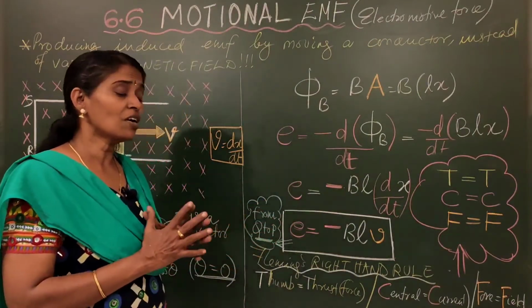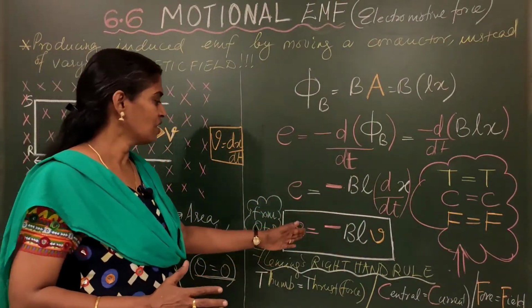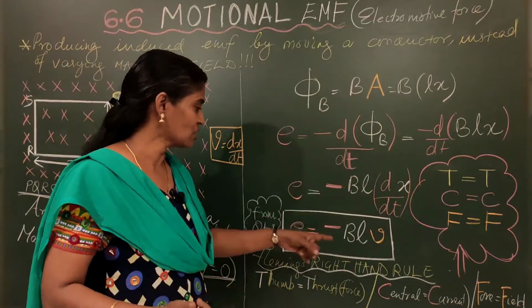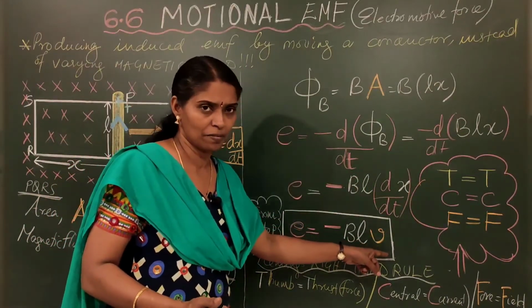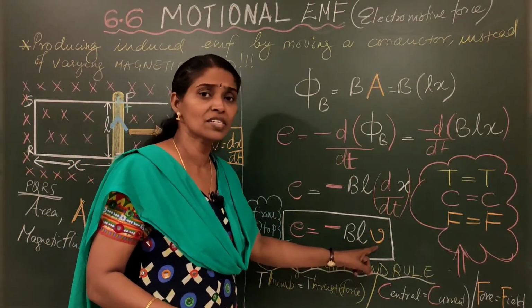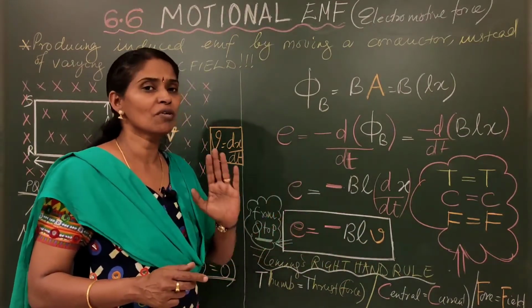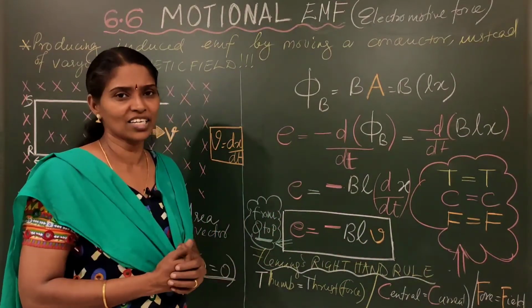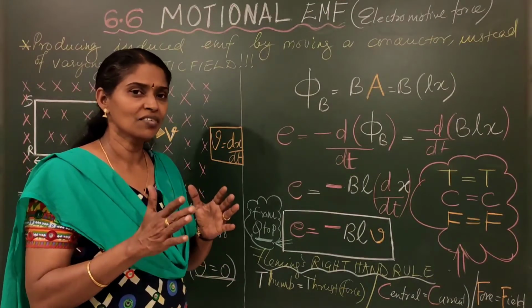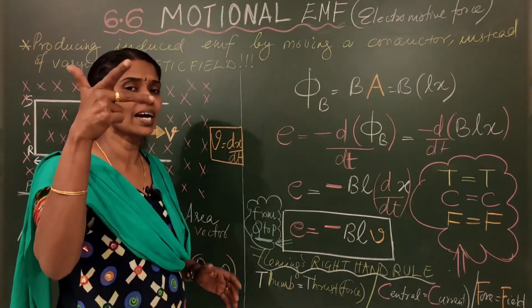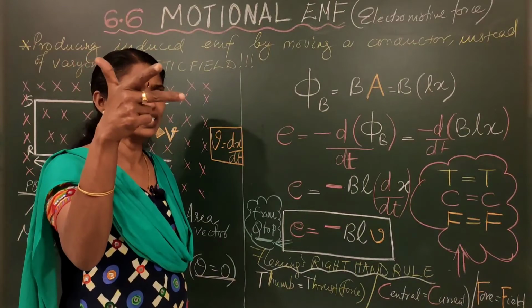So again, one more question remaining. If there is an induced EMF, it depends on B, L and V. B fixed, L fixed, V is again fixed. But if there is induced EMF or current, there should be a direction. So for that we take the right hand rule, Fleming's right hand rule.